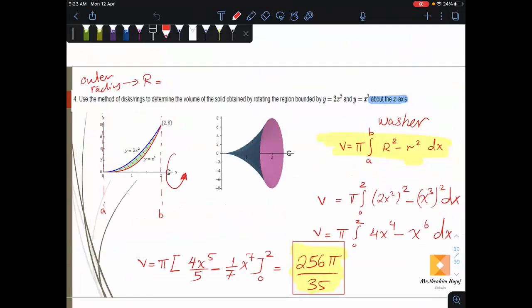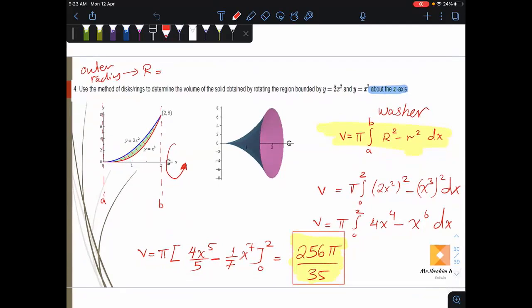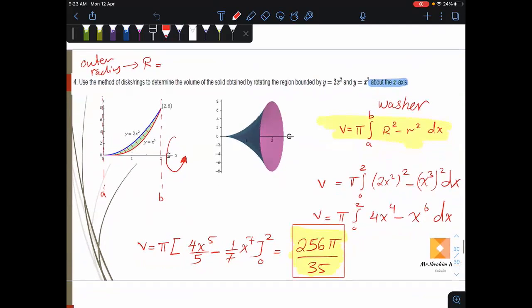For example, guys, use the method of disks, rings, or washers to determine the volume of the solid obtained by rotating the region bounded by y equals x squared and y equals x cubed about the x-axis. About the x-axis, it is very important to know that we should use a washer here, because there is a gap between the area enclosed between the two curves and the x-axis. So all our work will be in terms of x, with dx.